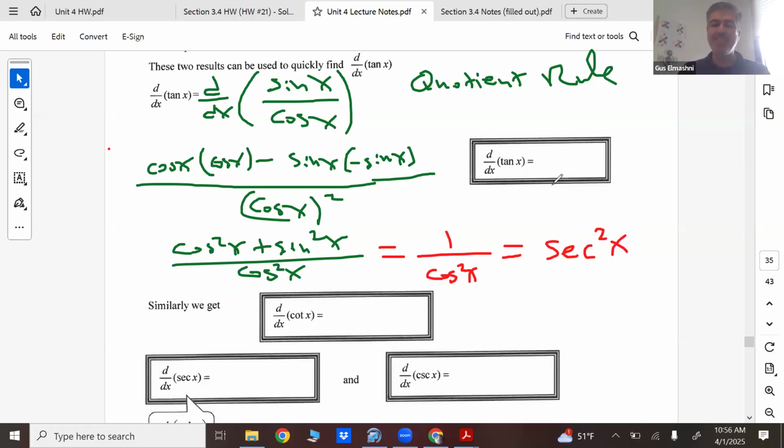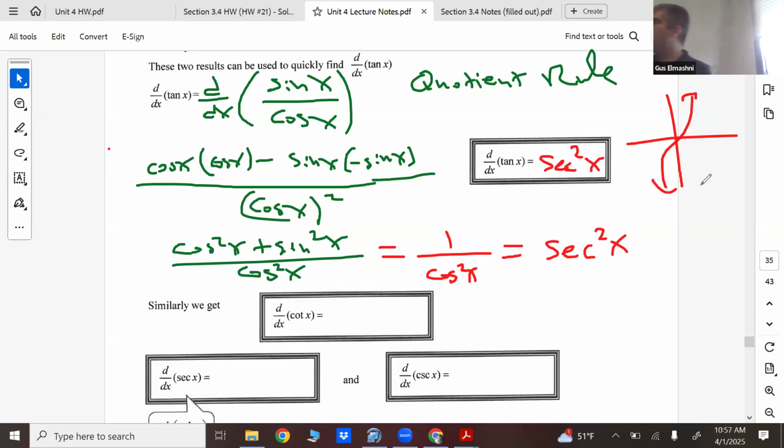Anyway, I'll stop. You see, I got secant squared x, right? Because you have one up top, 1 over cosine squared, secant squared x. So the derivative of tangent is always secant squared x. No worries. And by the way, this does make sense, right? Because if you think about tangent, how does tangent look?